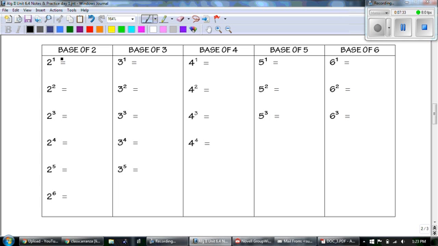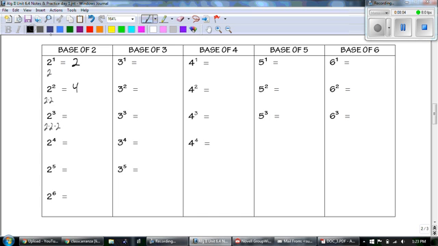2 to the first power is just 1 two, and if it's just 1 two, my answer is 2. 2 squared is 2 times 2. So what is 2 times 2? 2 times 2 is 4. Okay, so I'm going to rewrite what color I do this in. Yes, I know, I'm crazy. So 2 times 2. And now for 2 to the third, it's 2 times 2 times 2.